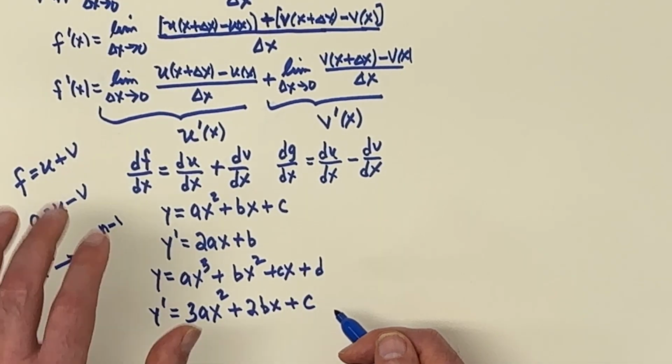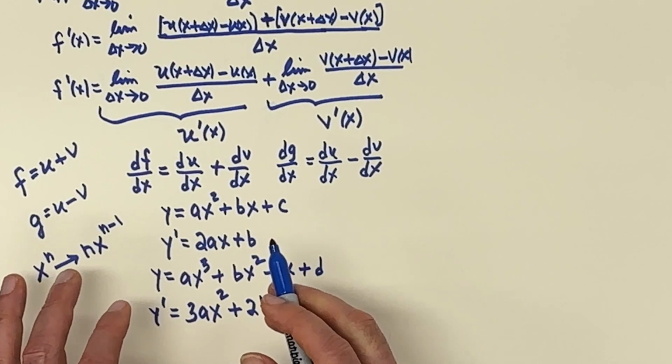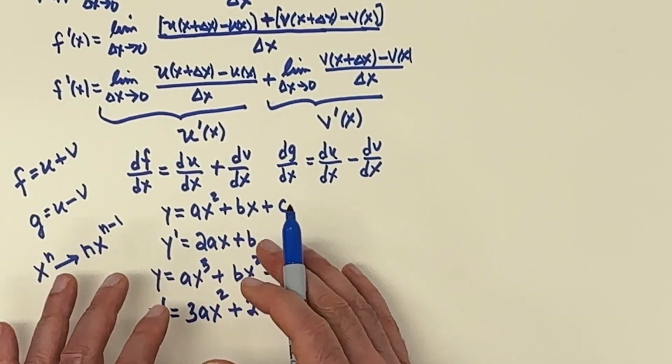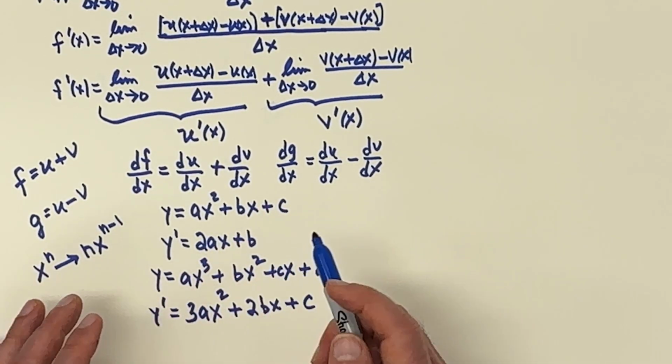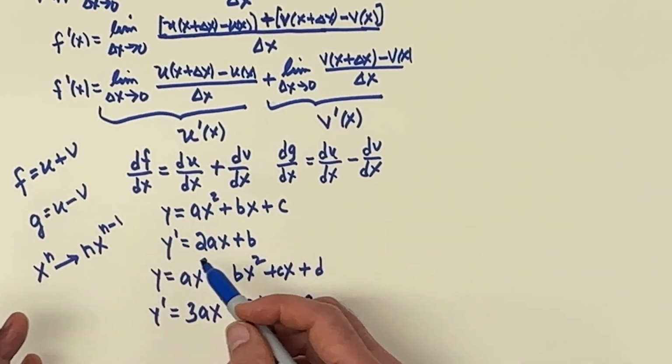So this is a very, very powerful rule that we use in calculus all the time. The derivative of a sum or difference of functions is done very easily by taking the derivatives of the individual components, either adding or subtracting them.